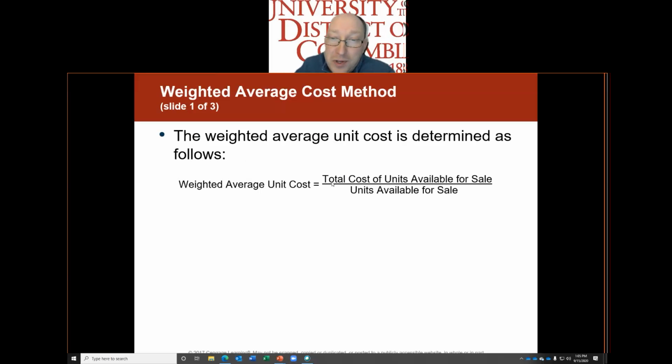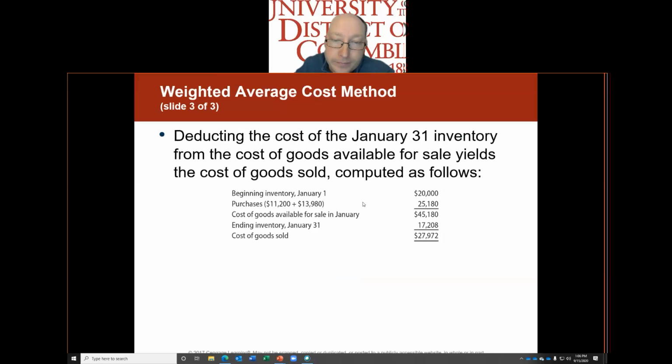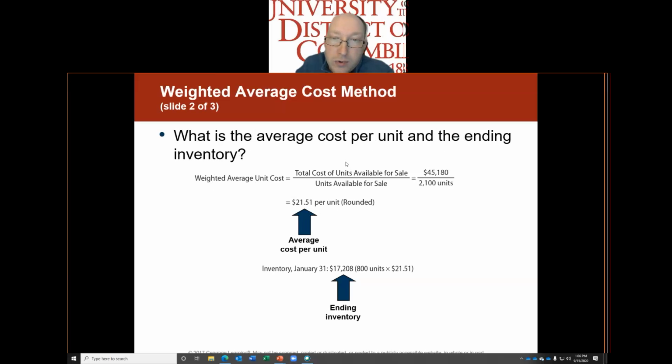Weighted average unit cost: we take our total cost of units available for sale and divide that by the units available for sale. In other words, you take your total cost of your units and divide that by the total number of units. That will get you your average unit cost. What is the average cost per unit at the ending inventory? So we take our total cost divided by the total number of units to get our average. We take our average times the number of units at the ending inventory to get our ending inventory balance.